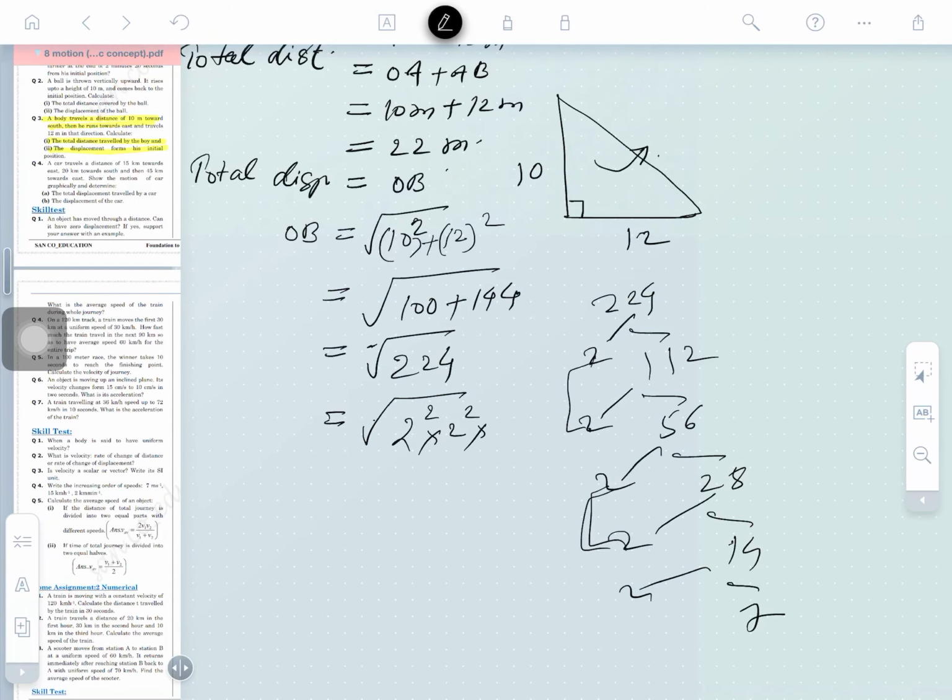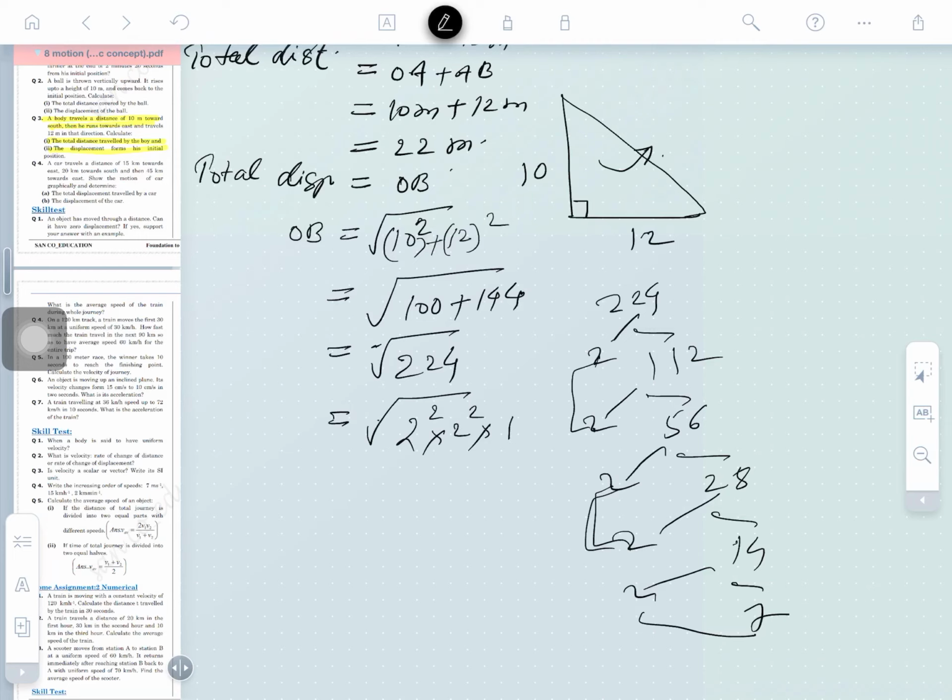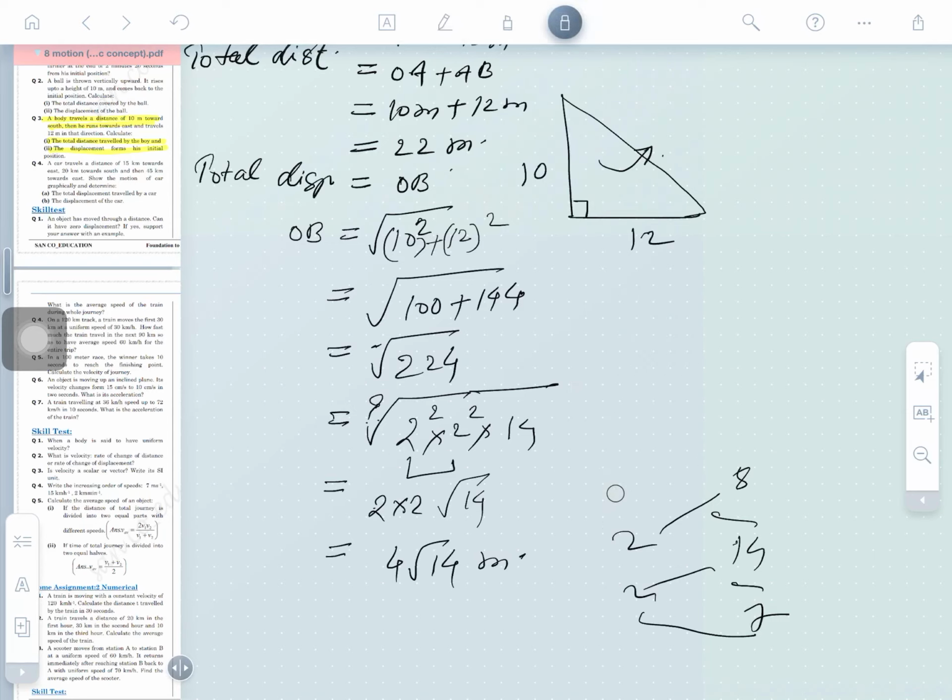It's 2 square. Or these together, it's 14 here. Clear? So why are we making it so? Because its index is 2. So those which have the power 2 will come out from the surd sign, from the radical, right. So 2 into 2 under root 14 is also there, it's 4 root 14 meter, because the unit meter is to be written here.